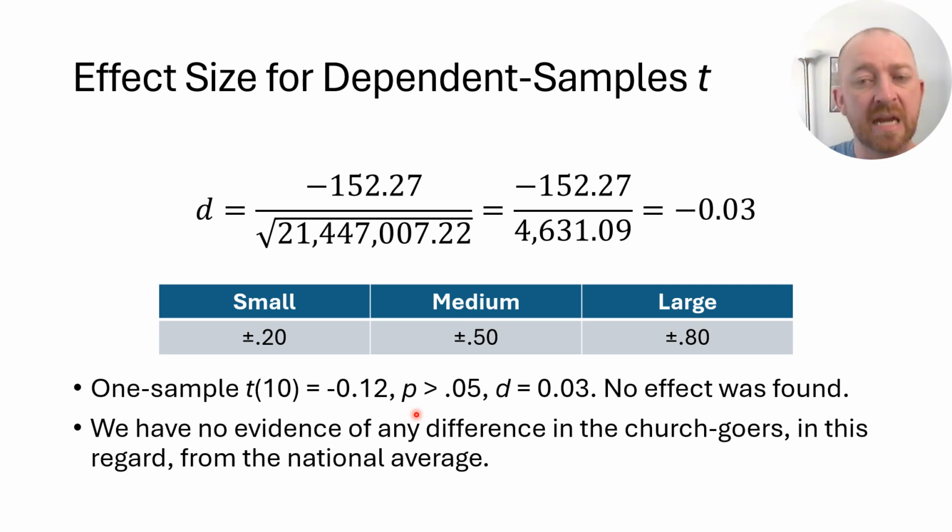We really didn't find any evidence that the churchgoers in our sample differed in terms of credit card debt from the national average of $6,500 in credit card debt. Okay, so that's that for the effect size. Now, again, the effect size is a measure of the effect or the size of the influence of one variable on the other. And again, we didn't really see any effect whatsoever. So now let's take a look at confidence intervals.